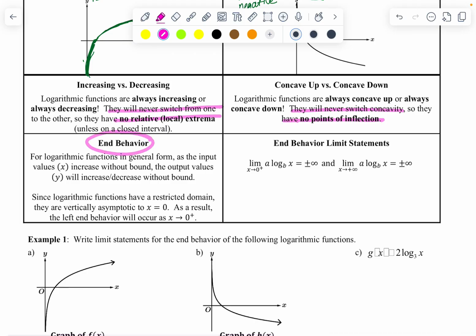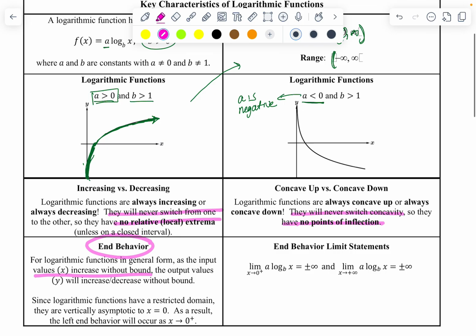Next part is about the end behavior. For log functions in general form, as the input values increase, so as the x's increase without bound, the output values will increase or decrease without bound. So if we look at this one, what is the limit as x approaches infinity of f of x? Well, that's going to be infinity. And for this one, what is the limit as x approaches infinity of f of x? It's going to be negative infinity.